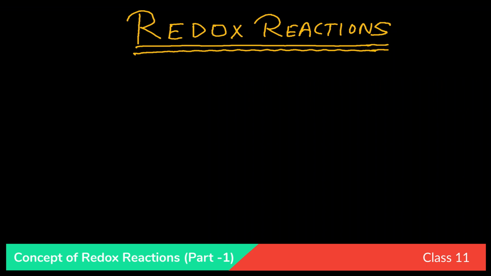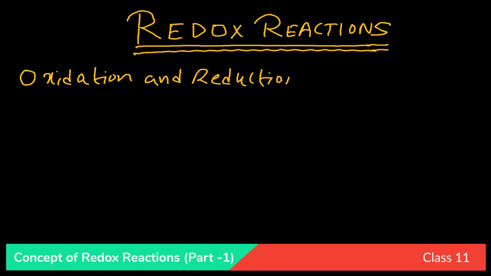So at first we need to know what is a redox reaction. Now redox reaction is a class of chemical reaction in which oxidation and reduction occur simultaneously. Okay, that means they both are taking place at the same time.